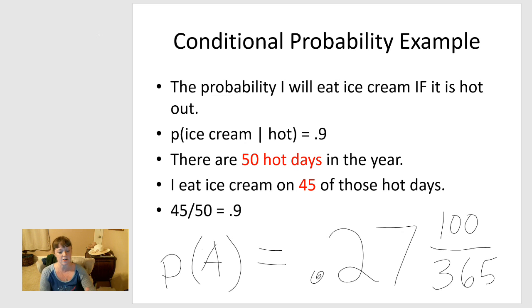And what you notice is on a hot day, of which there's 50, I want ice cream 45 of them. So the probability I want ice cream, the probability of event A, given that it is in fact a hot day, that's the event B, right? It's definitely occurred. It's definitely hot out. I'm only considering the 50 hot days. Well, that probability is 0.9, because in 90% of those days, a proportion of 0.90, I want to eat ice cream. And that is a conditional probability.